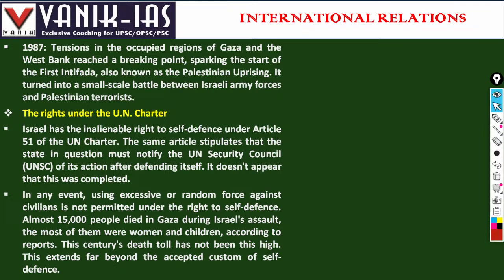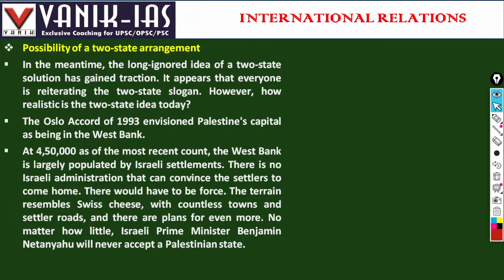Almost 15,000 people died in Gaza during the Israeli assault. Most of them were women and children. According to a report, this is the death toll due to the Israeli action in the Gaza Strip. This century's death toll has not been this high. This extends far beyond the accepted custom of self-defense, because in self-defense, more than 15,000 civilians, the majority of them women and children, have lost their lives.